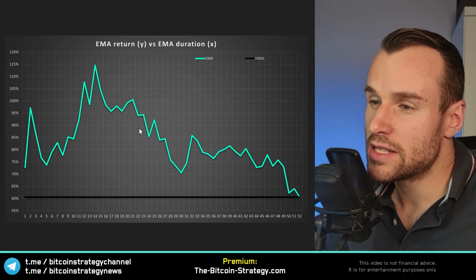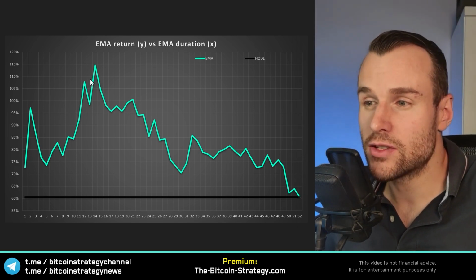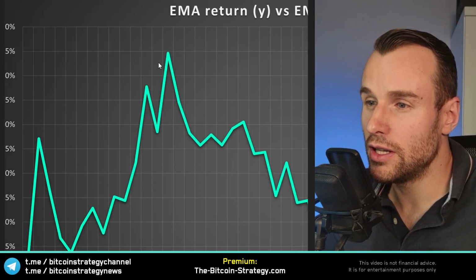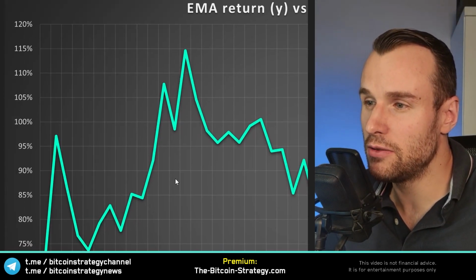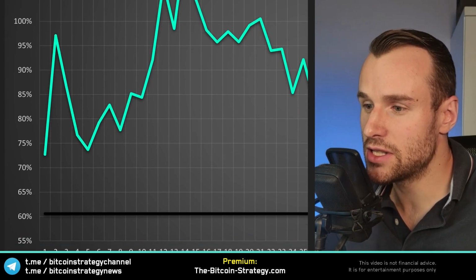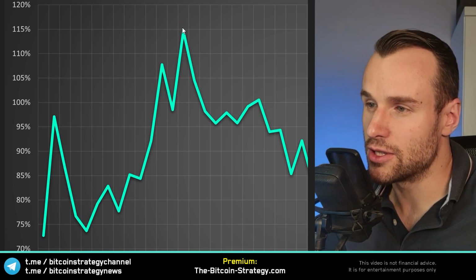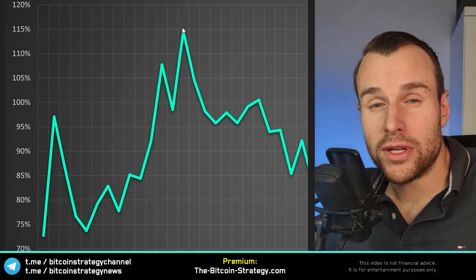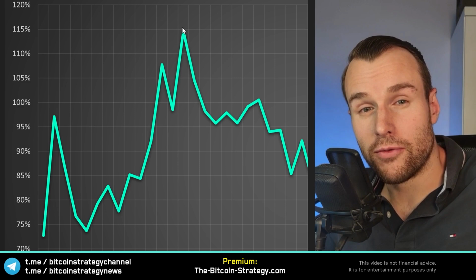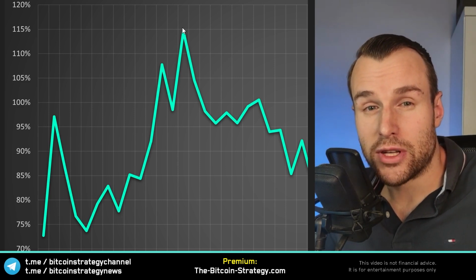And so what's the best exponential moving average using that strategy? It's this point over here. It gives us annualized 115% instead of just 60%. It's the 14-day exponential moving average. That's what you're looking at. You need to buy Bitcoin whenever the price is above the 14-day exponential moving average, sell Bitcoin whenever we are below.